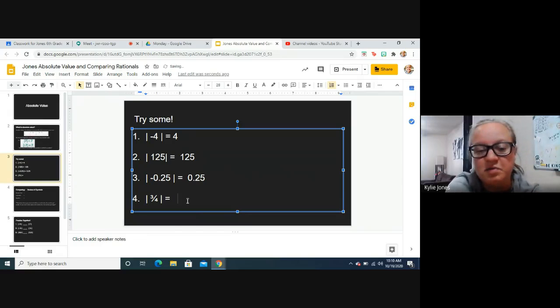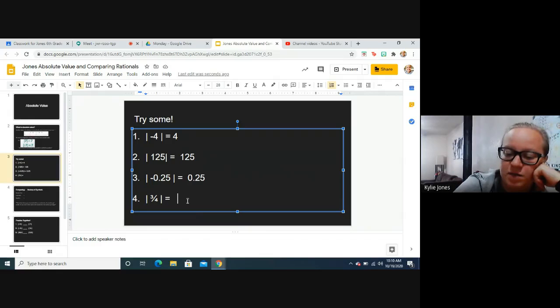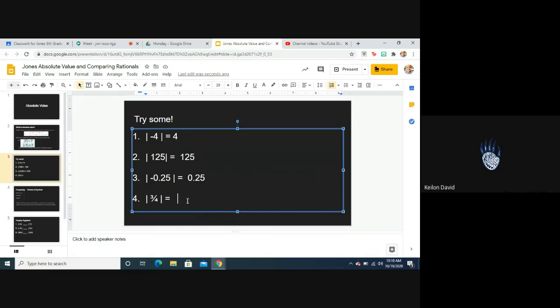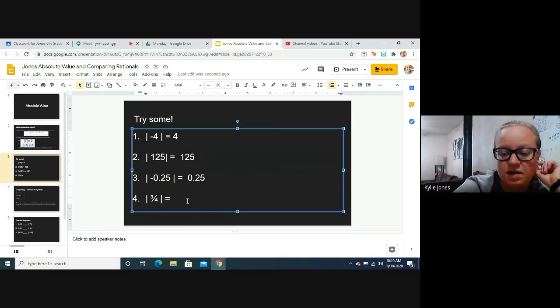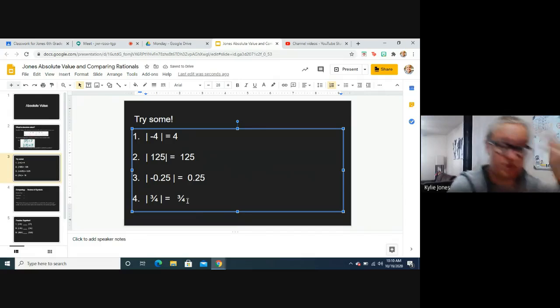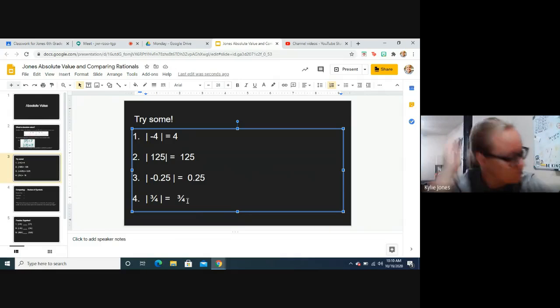So for the case of number 4, where we have a positive fraction, so this is absolute value of 3/4, does it stay positive? Yeah. Yep. Your absolute value here is just 3/4. It's 3/4 of a distance away from 0.